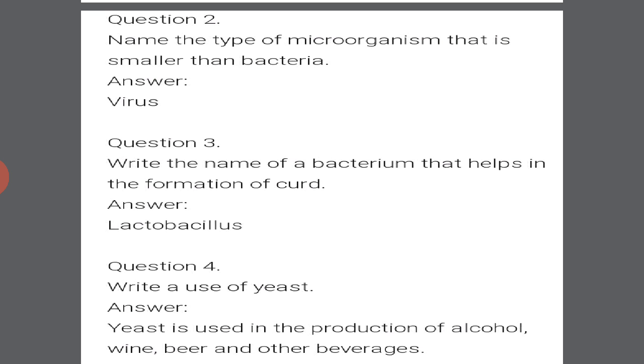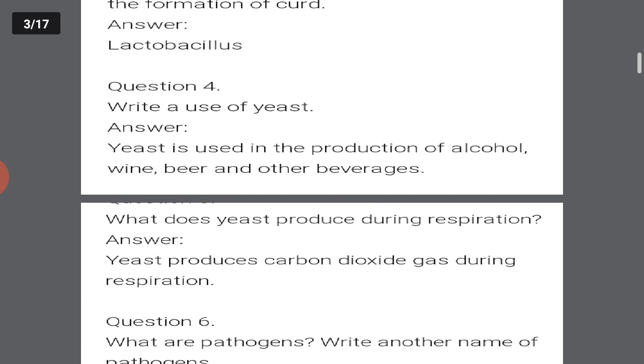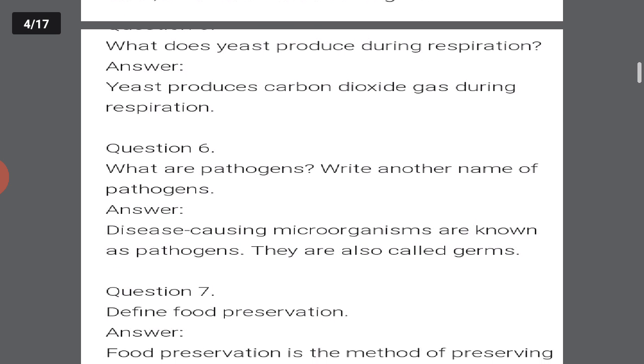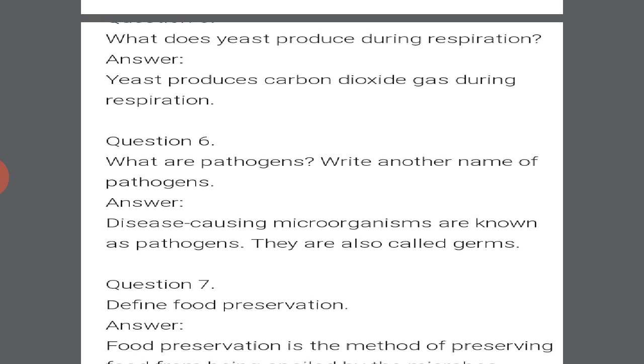Write a use of yeast. Yeast is used in the production of alcohol, wine, beer and other beverages, and this process is called fermentation. Next question: What does yeast produce during respiration? Yeast produces carbon dioxide during respiration. Got it? Next question, question number 6.